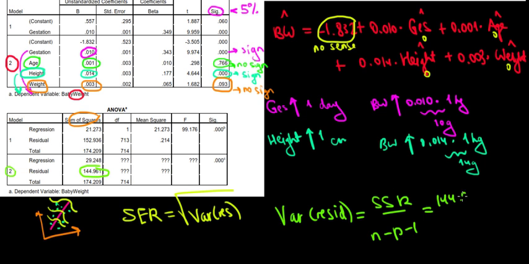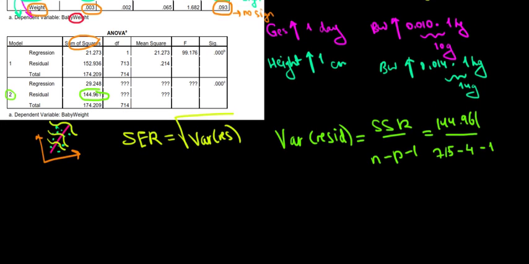So that's 144.961 divided by the number of observations. Recall that we have 715 observations minus the number of parameters. That's the number of independent explanatory variables in the model, which is 1, 2, 3, 4 explanatory variables. So minus 4 and then minus 1. And if we work out the math over here, let me go here below to make some more space. If we work out the math over here, this average variation of the residuals is going to be equal to 0.204.